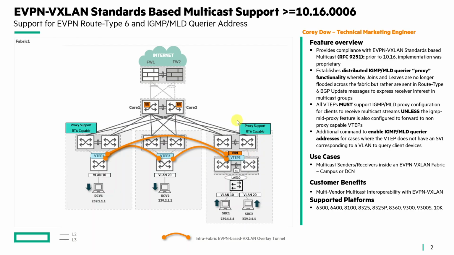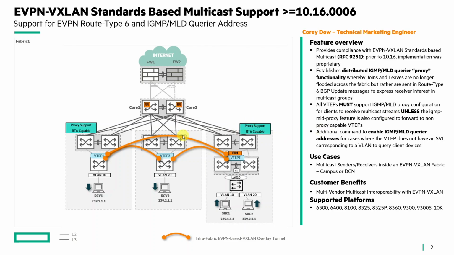So what this does is establish distributed IGMP/MLD querier proxy functionality, where the joins and leaves are no longer flooded across the fabric, but are sent in route type 6 update messages, and you'll see an example of that in an upcoming slide. For this feature to work, all the VTEPs must support IGMP/MLD proxy configurations, unless you use an optional configuration parameter for the IGMP/MLD proxy feature. And what that will do is allow traffic to non-proxy capable VTEPs to be sent.